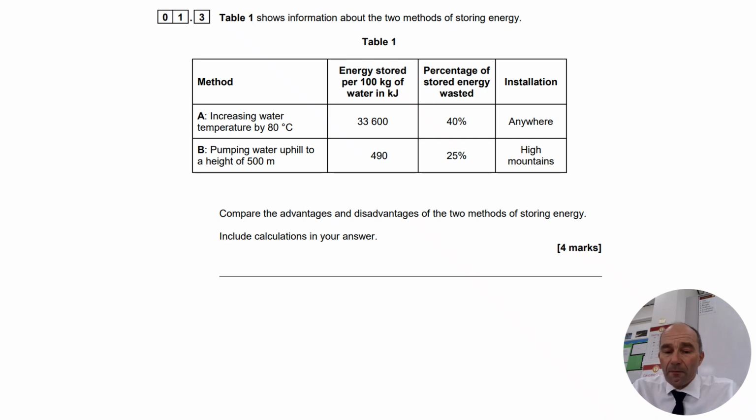So it doesn't really matter which method you say is better. There's more energy stored in the water. However, storing the water uphill is 75% efficient. You just need to make some balanced views and remember to include your calculations to make sure you're getting into that 3 or 4 mark category.